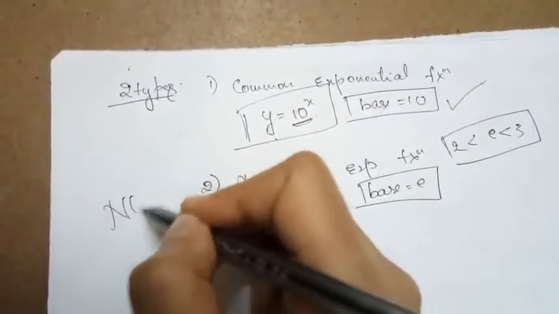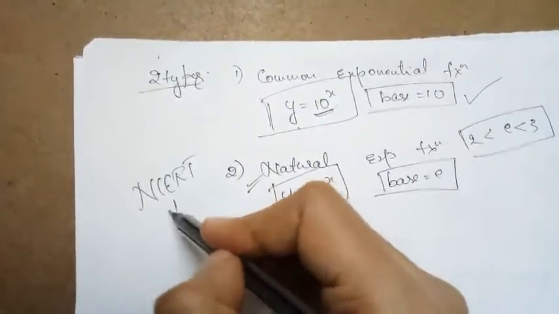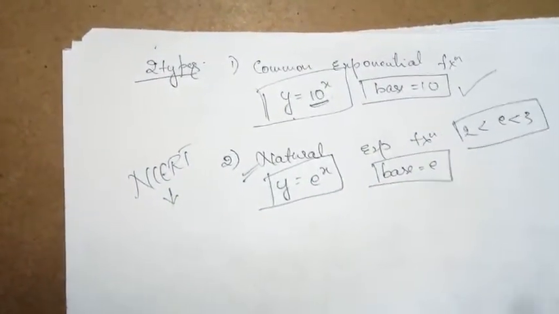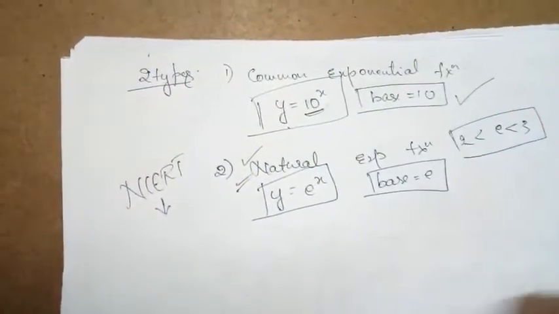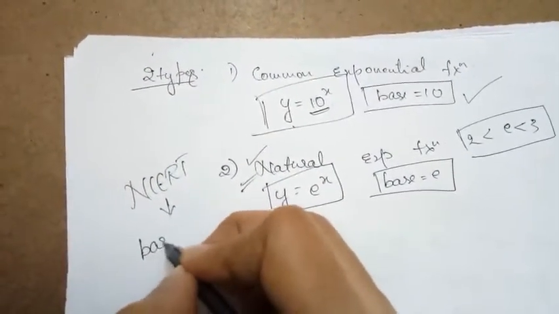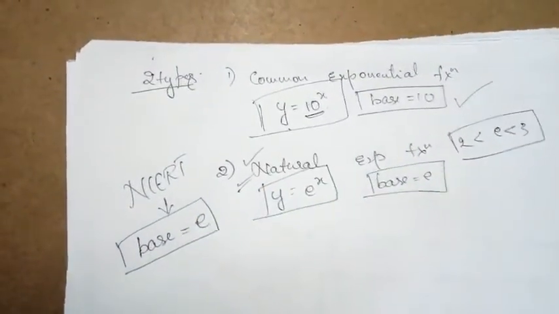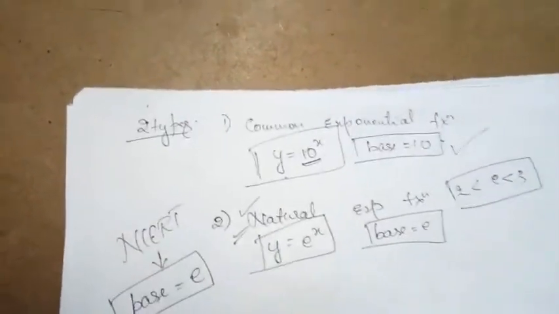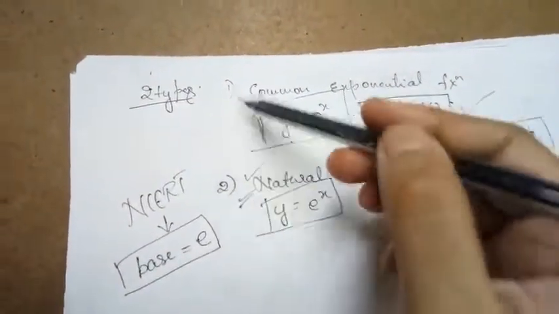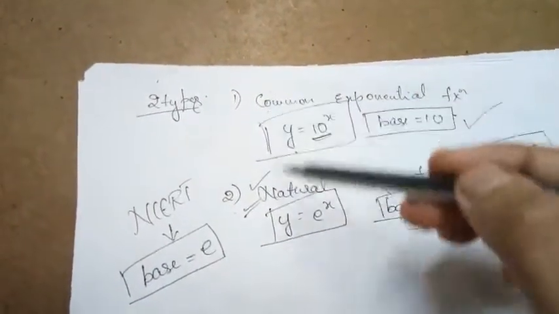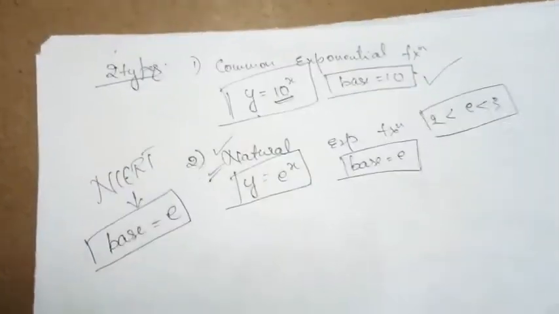In your NCERT textbook, whatever exponential functions they have considered are all natural exponential functions, where the base is always e. But we must be familiar with the common exponential function also, where the base is equal to 10. So these are the two different types of exponential: one is common and the other is natural. In common the base is 10, in natural the base is equal to e.